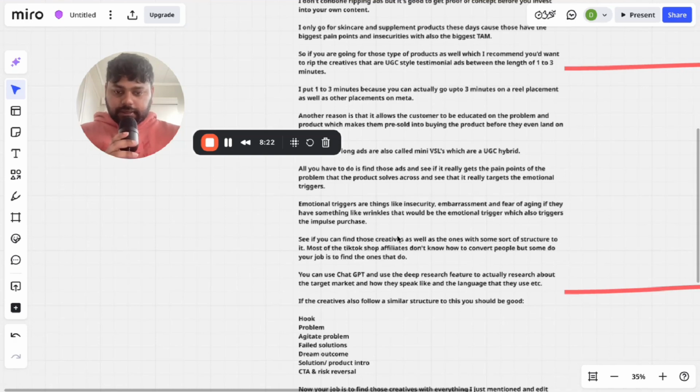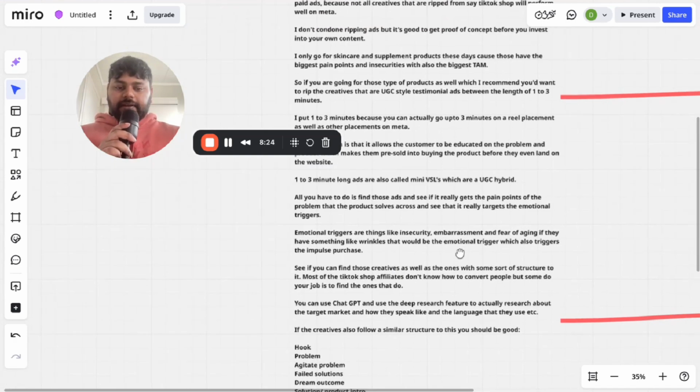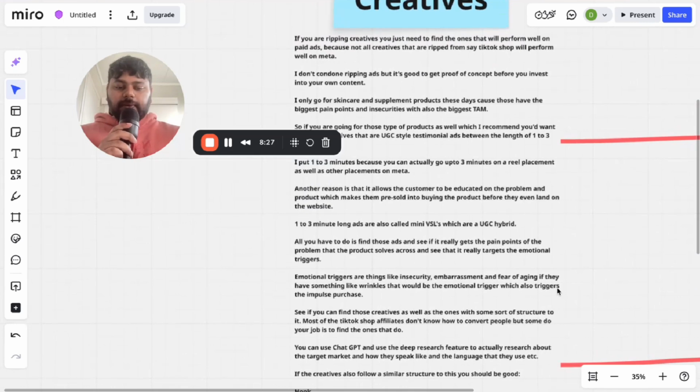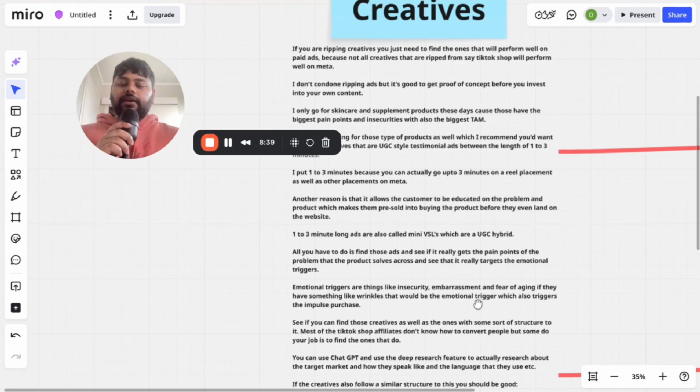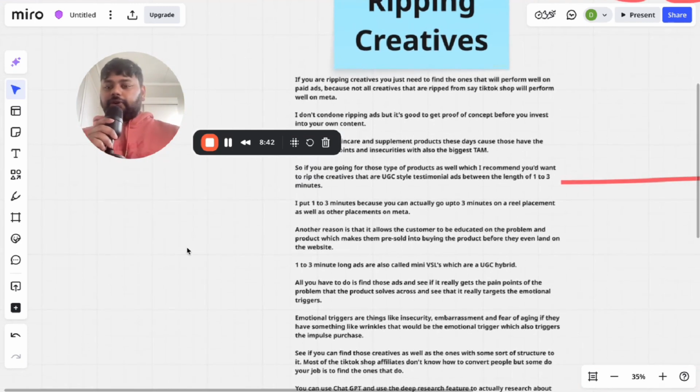So if you can find those creatives, as well as some with some sort of structure to it. Most of the TikTok shop affiliates don't know how to convert people, but some do. Your job is to find the ones that do, right? Most of the TikTok shop affiliates are in it for the money, right? They're in it for literally getting paid by TikTok for promoting a product. They just put the product in your face and go, "Oh, there's a discount, buy the product." That's not really how you convert people.